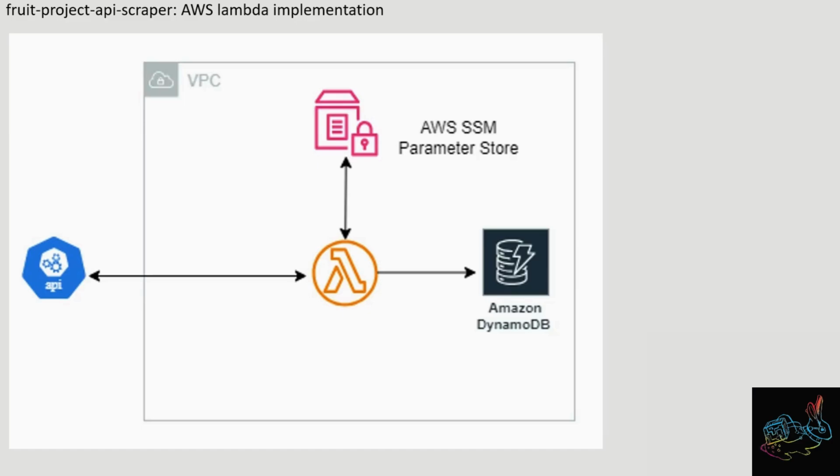Based on that information, records can be scraped from a target API before they are transformed and uploaded to a table in DynamoDB. This all describes the ETL, extract, transform, load job performed by the AWS Lambda when it is executed.